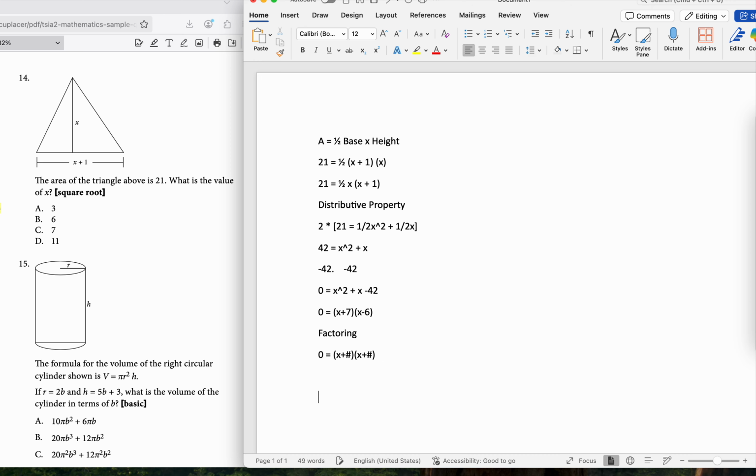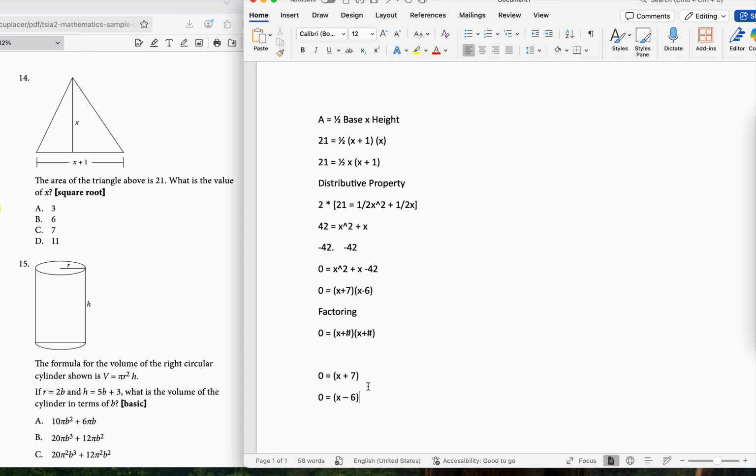So the next step is we want to set each piece equal to 0. So 0 is going to equal x plus 7. And then for this other part right here, 0 equals x minus 6. To get x by itself, we want to undo the addition here. So let's subtract 7 from both sides. So 0 minus 7 is negative 7. And then subtracting 7 here just gives us x.